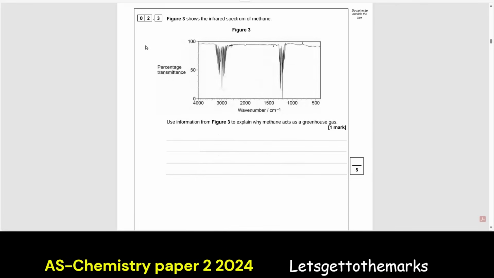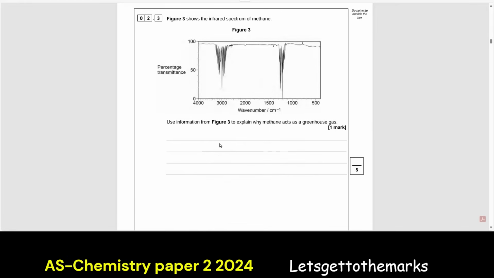Oh my gosh, the question doesn't stop giving it with the infrared. 2.3, figure 3 shows the infrared spectrum of methane, percentage transmittance, and then we've got the wave number at the bottom. Use the information to explain why methane acts as a greenhouse gas.